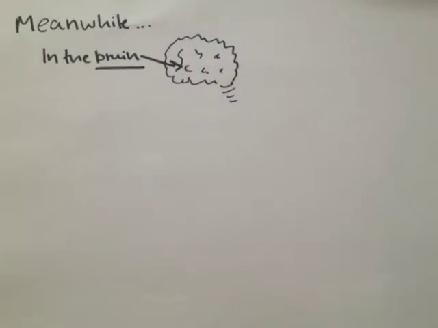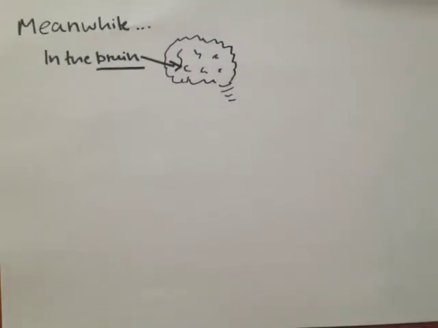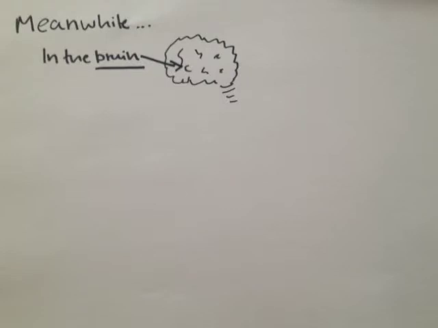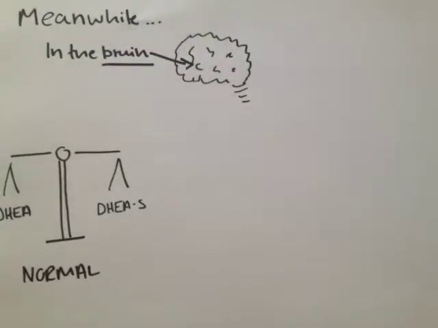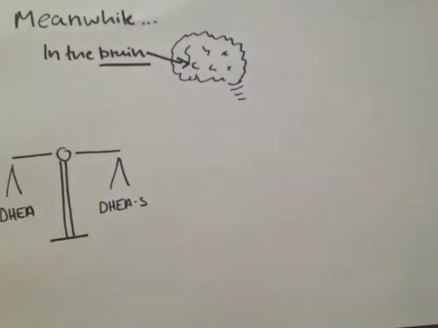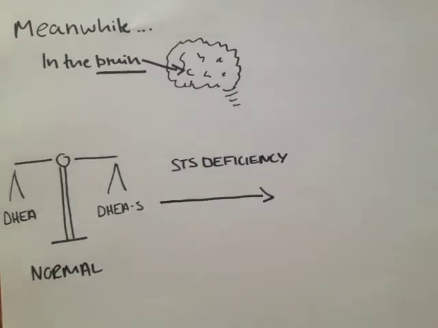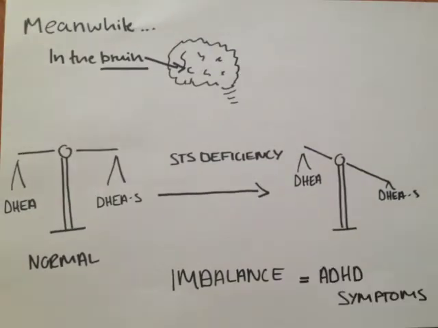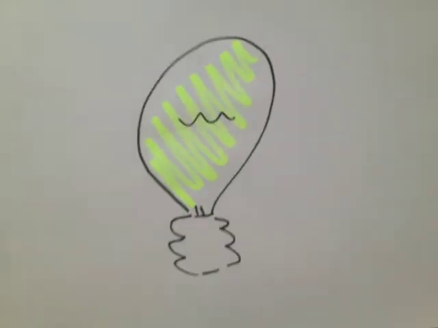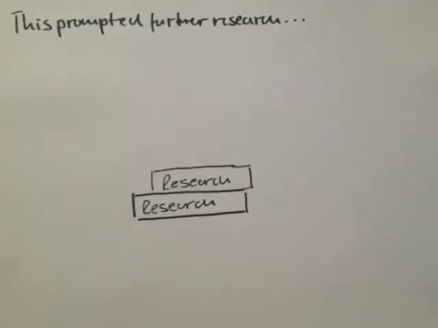Meanwhile, in the brain, Dr. Kent and her team thought maybe a similar steroid pathway may also be affected by this missing STS gene. Normally, there is a balance between dehydroepiandrosterone and dehydroepiandrosterone sulfate, or DHEA and DHEAS. Both neurosteroids are known to influence attention and ADHD symptoms. Therefore, given an STS deficiency, this may cause an upset in the balance leading to ADHD symptoms. This was a light bulb moment and prompted a lot of research.